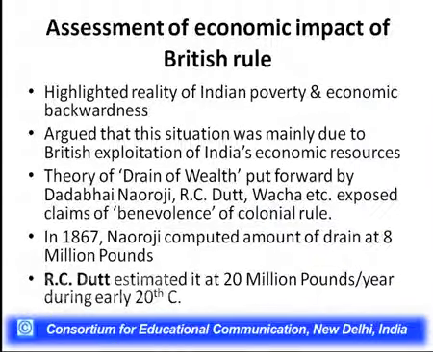They calculated the kind of drain which had taken place, and these calculations were there for everybody to see. And when these calculations were presented to the Indian masses, the Indians became aware. For example, they highlighted the reality of Indian poverty and economic backwardness. They also linked it to British exploitation, which was leading to problems in India's economic resources. Nauroji computed the amount of drain at 8 million pounds annually, and R.C. Dutt estimated it at 20 million pounds a year during the early 20th century.